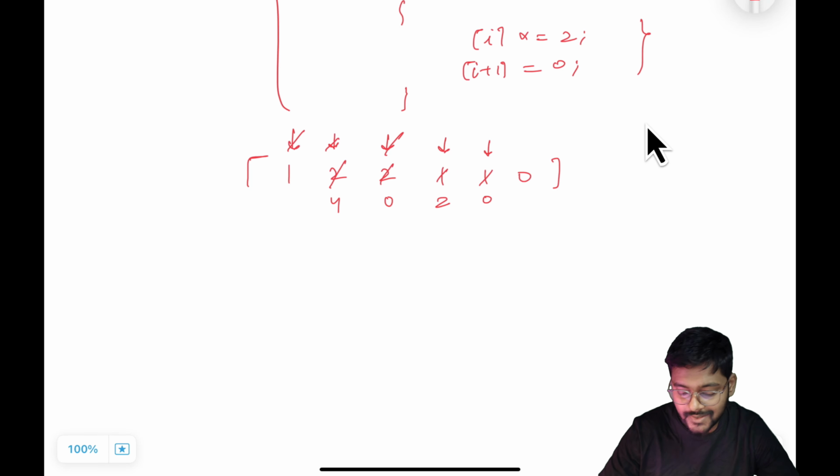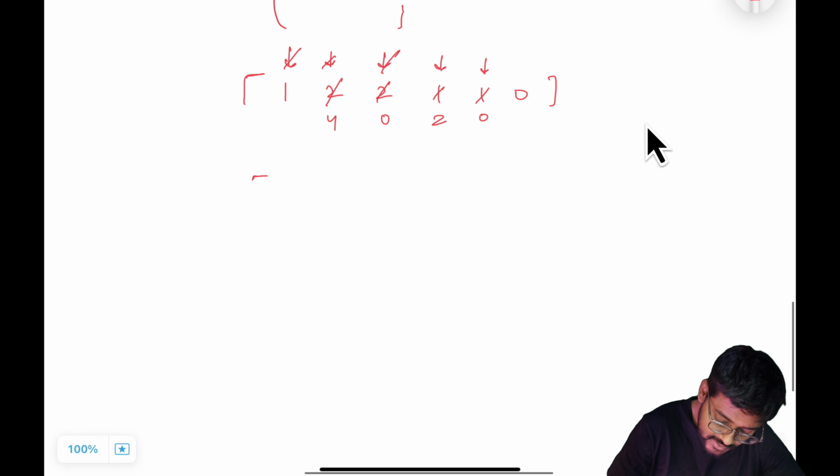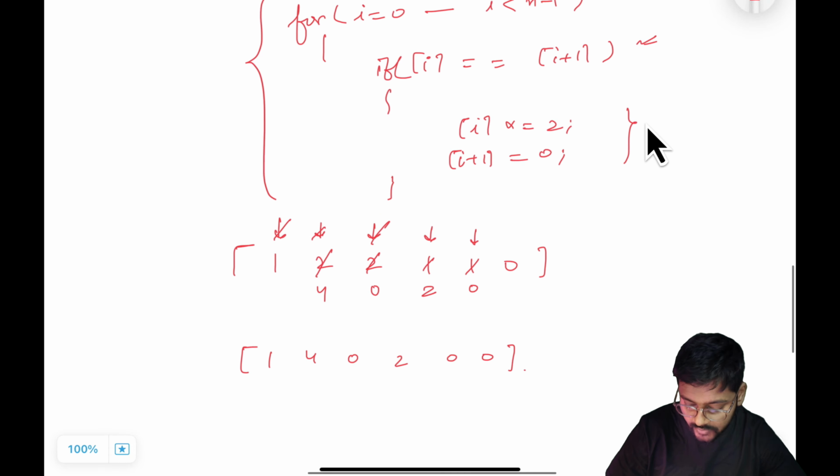Both are same. Apply this operation, but no effect will be there. Double of 0 is also 0. So what is my resultant array after this operation? 1, 4, 0, 2, 0, 0. So this is the one step of the problem.